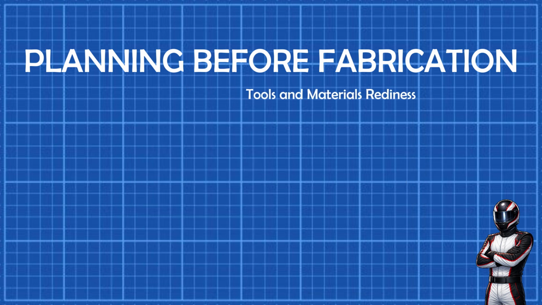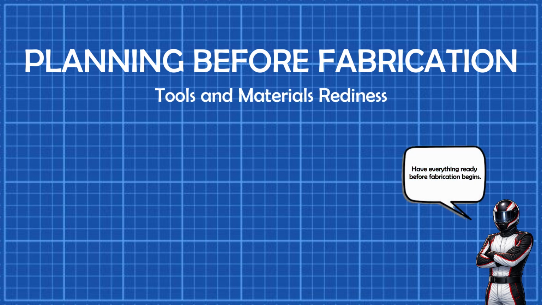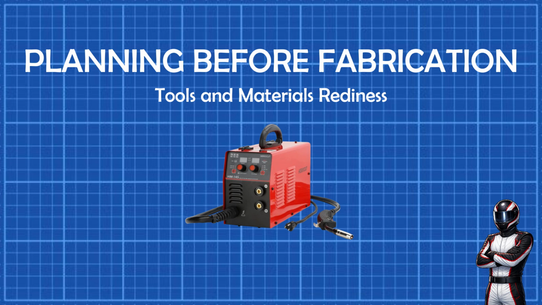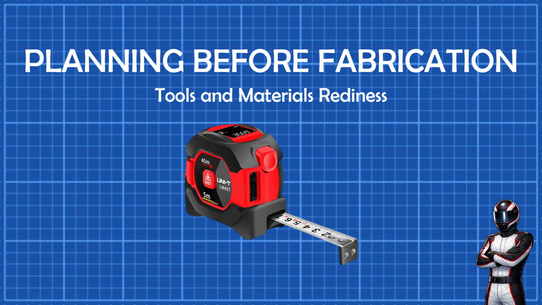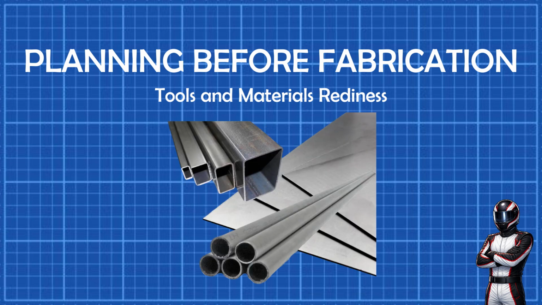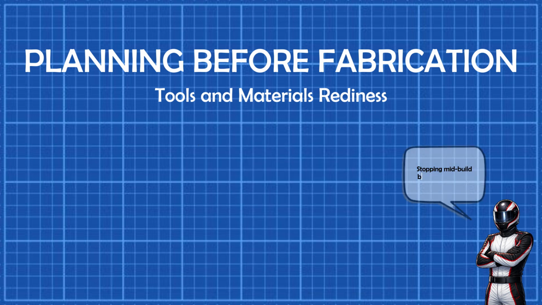Second, tools and materials readiness. Have everything ready before fabrication begins. Your welder, angle grinder, clamps, measuring tools, and all steel tubes and plates. Stopping mid-build because something is missing leads to rushed decisions, misalignment, and compromised weld quality.